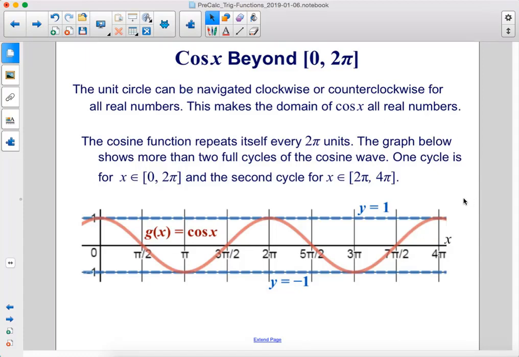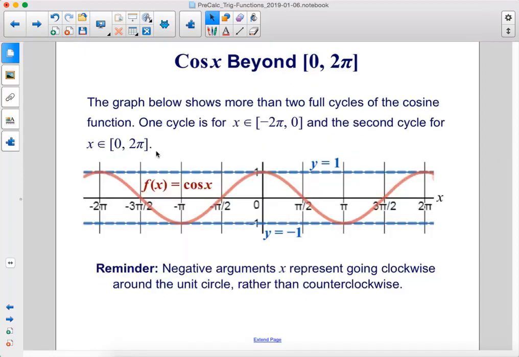The cosine function repeats itself every 2 pi units. The graph below shows more than 2 full cycles of the cosine wave. One cycle is for x belonging to the interval 0 to 2 pi, and the second cycle is for x belonging to the interval 2 pi to 4 pi. The graph below shows more than 2 full cycles of the cosine function. One cycle is for x belonging to the interval negative 2 pi to 0, and the second cycle for x belonging to 0 to 2 pi. Reminder, negative arguments x represent going clockwise around the unit circle rather than counterclockwise.